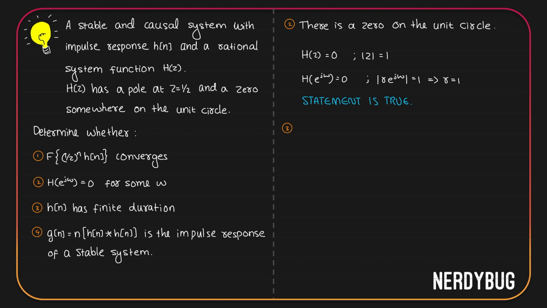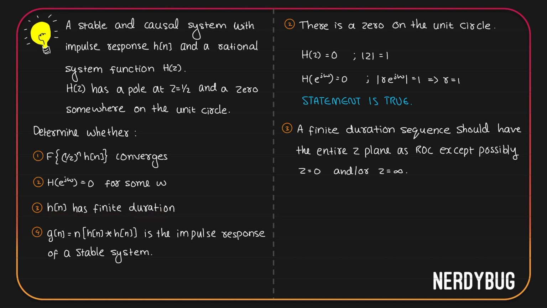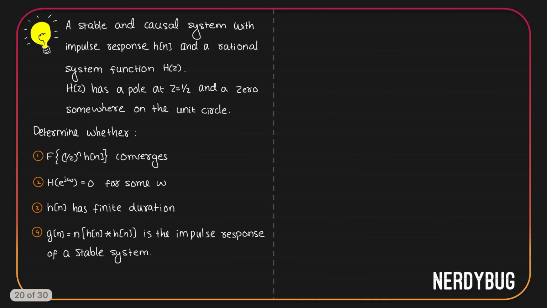Let's see the next one. We have to check whether h of n has finite duration. We know for a finite duration sequence, the entire z-plane is its ROC except possibly z equal to 0 and or z equal to infinity. But it is given in the question h of z has a pole at z equal to 1 by 2. So definitely the entire z-plane cannot be its ROC even if we exclude z equal to 0 and z equal to infinity. So the statement is false. Let's go to the next one.